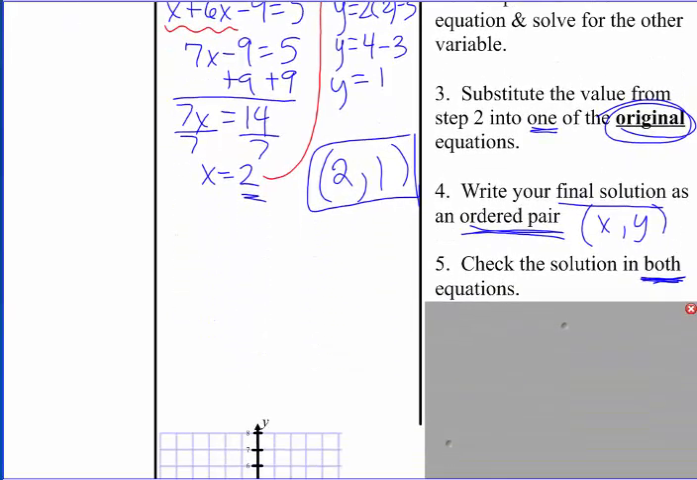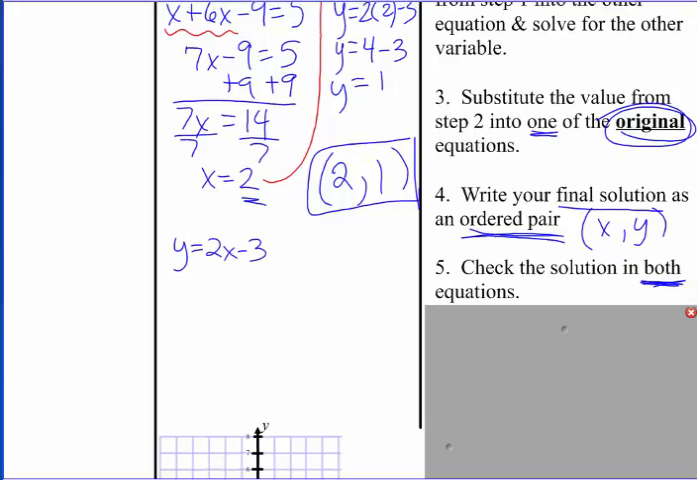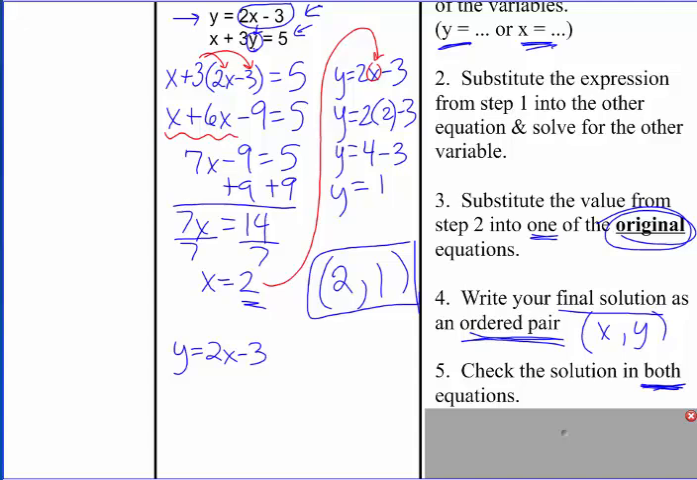So our first equation was y equals 2x minus 3. Let me double check that. Yes, it was. So we're checking. So y was 1, 2x is 2 times 2, and now we're going to check to see if that is equal. So 1 equals 4 minus 3, 1 equals 1, that one does work.